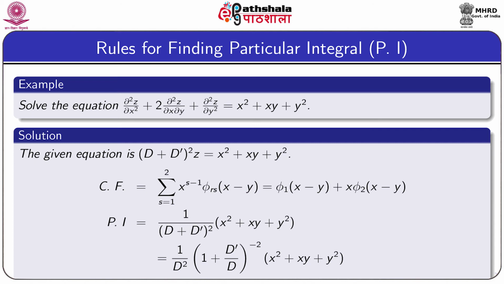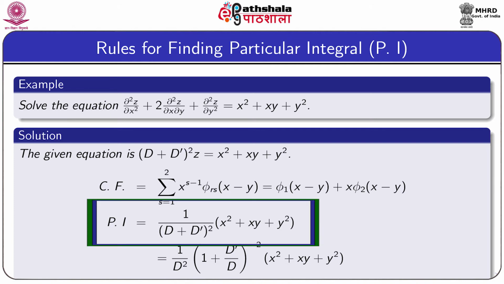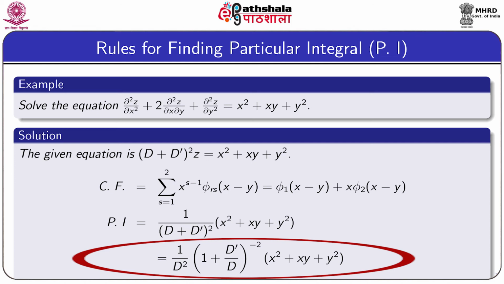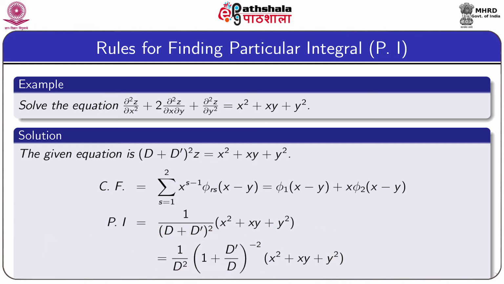Now, the particular integral is 1 by capital F D dashed operator. So, in this case it is 1 by D plus D dash square operating on x square plus xy plus y square. Now, here we take the factor D square out, and then the denominator becomes 1 plus D dashed by D to the power 2. So, we need to operate 1 plus D dashed by D to the power minus 1, and we have to expand this series in binomial.